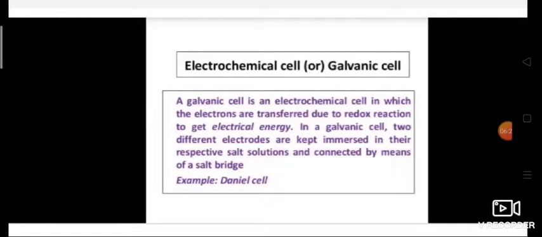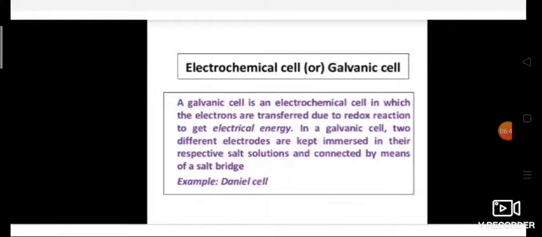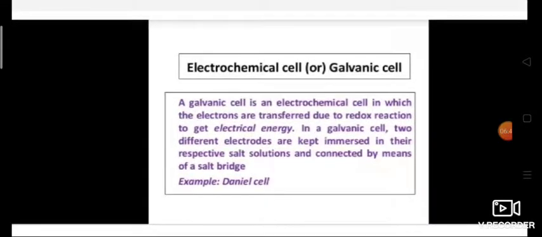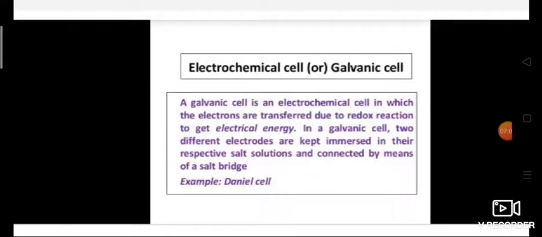Reduction electrode: the electrode at which reduction, gain of electrons, occurs is known as the reduction electrode. That means reduction takes place at the cathode, and oxidation takes place at the anode. Remember it that way: oxidation anode, reduction cathode. Cu2+ gains 2 electrons and converts into Cu. For this we are using a salt bridge. The current passes through the salt bridge from one container to another, and the chemical reactions are carried out.